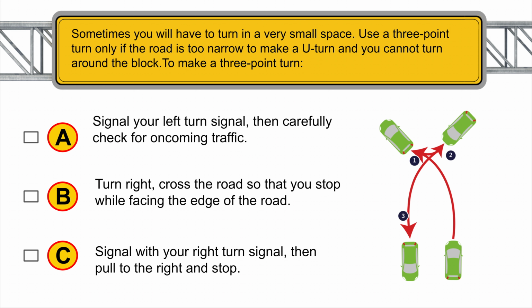Sometimes you will have to turn in a very small space. Use a 3-point turn only if the road is too narrow to make a U-turn and you cannot turn around the block. To make a 3-point turn, signal your left turn signal, then carefully check your oncoming traffic. So you're going to signal first, and then carefully check for any traffic that might be coming, just to be safe.